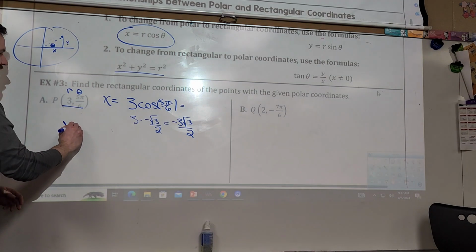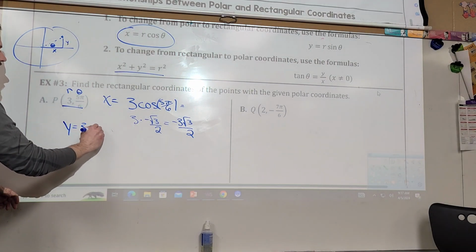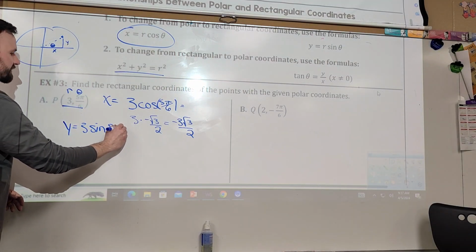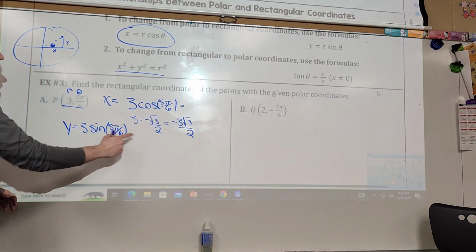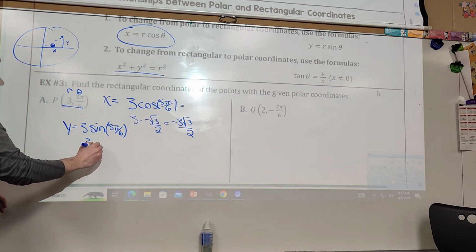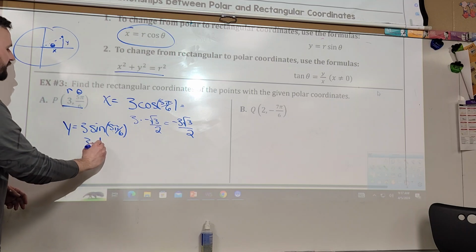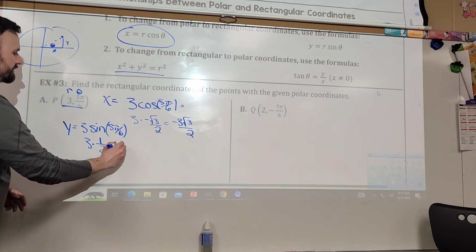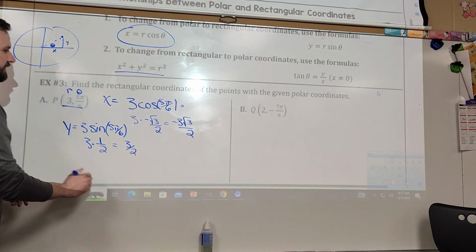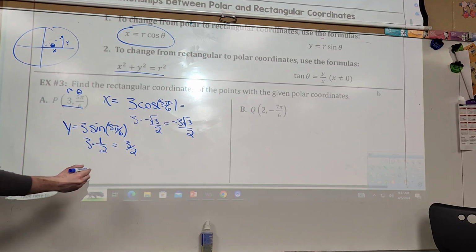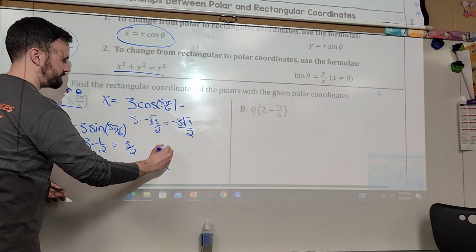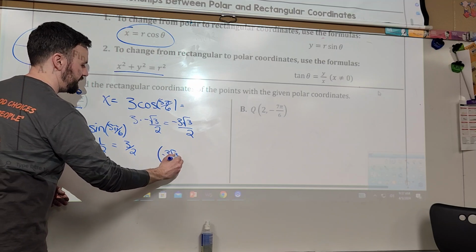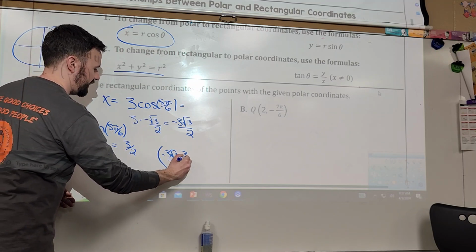That was fun. So y is 3 sine of 5 pi over 6. And what's sine of 5 pi over 6? Isn't it positive 1/2, I believe? So I get 3 halves. So what's my xy coordinate? Negative 3 root 3 over 2, 3 halves.